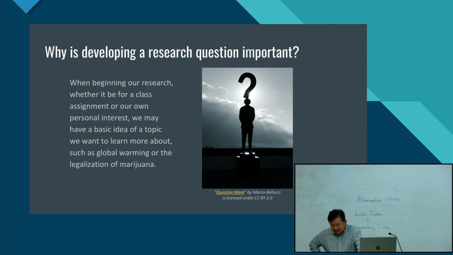And the next chapter is: why is developing the research question important? It is important for the progress of the research. When beginning our research, whether for a class assignment or our own personal interest, we may have a basic idea about topics we want to learn about, such as global warming or the legalization of marijuana.